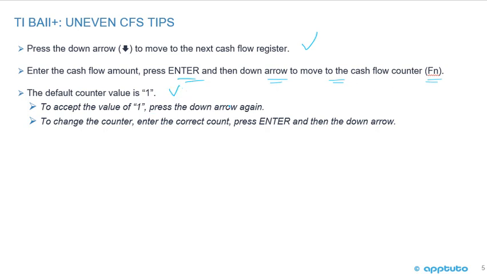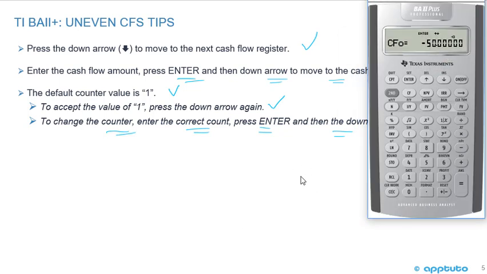To accept the value of 1, just press the down arrow again, and to change the counter, enter the correct count, plus enter, and then the down arrow again. So I'm just going to bring up the calculator again, just leave where we left off. We can see our initial cash flow was 50, outflow, and then we click down, and it's going to take us to that first cash flow right away.